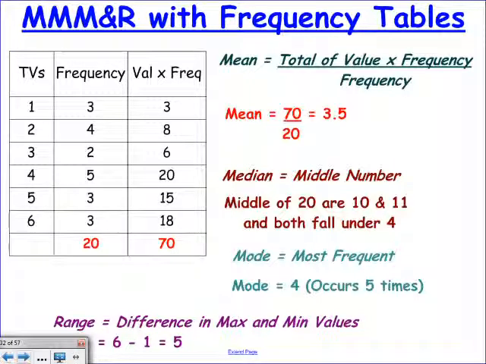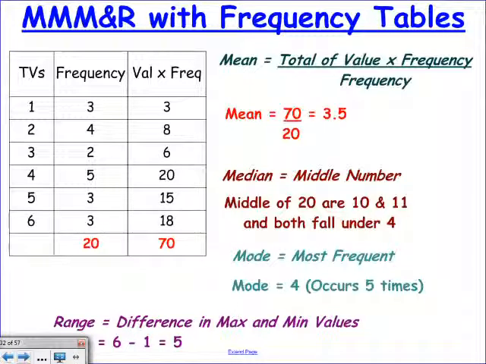So all this frequency table is telling me is that 3 people own 1 television, 4 people own 2. So it's shorthand for 1 1 1, 2 2 2 2 2, 3 3, 4 4 4 4 4 4 4. Yeah? It's just instead of having all that information, it's telling me 3 lots of 1, 4 lots of 2.